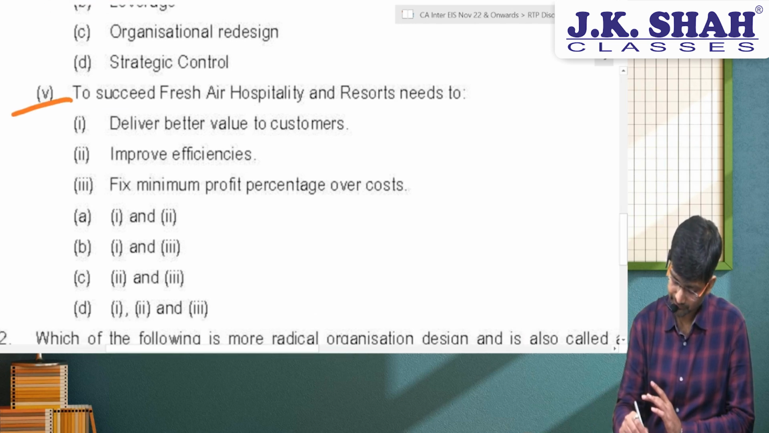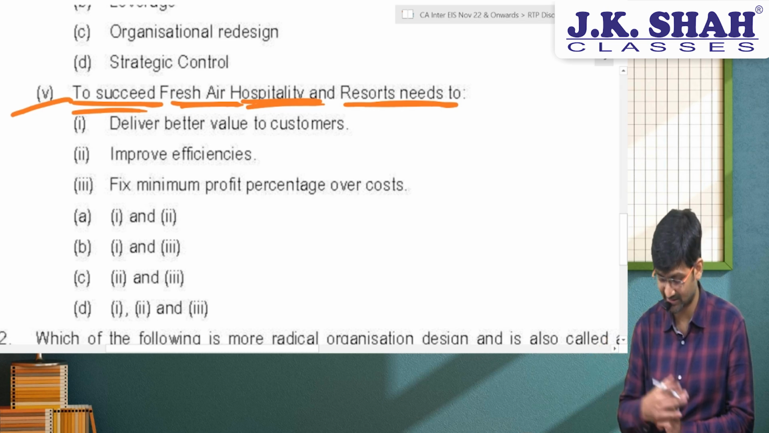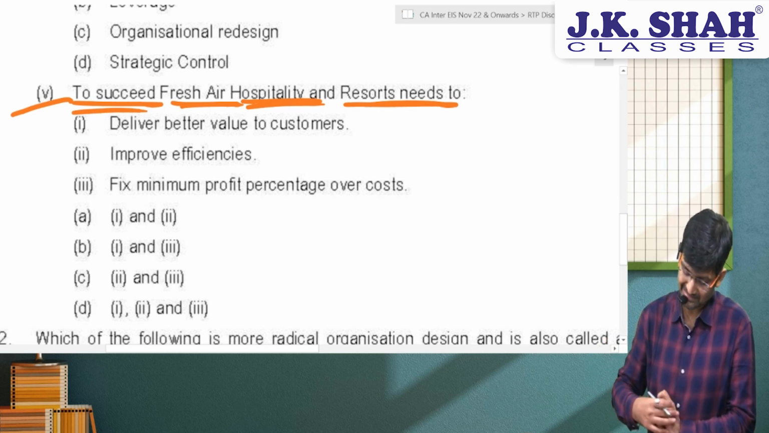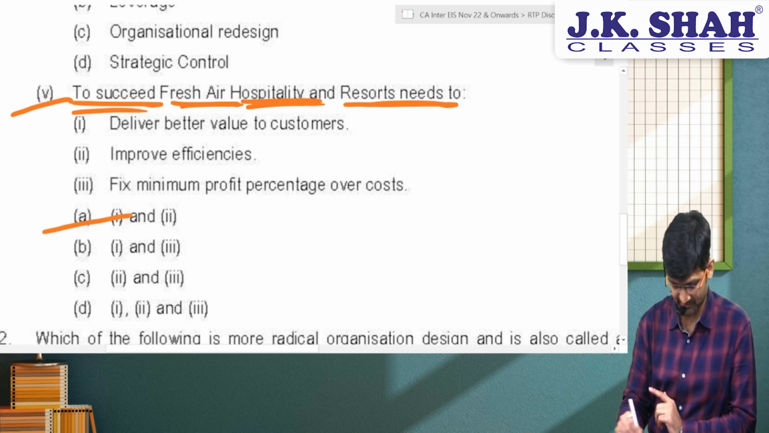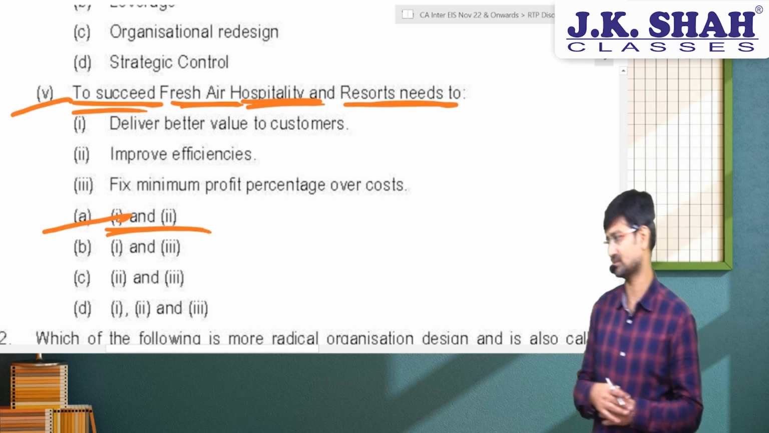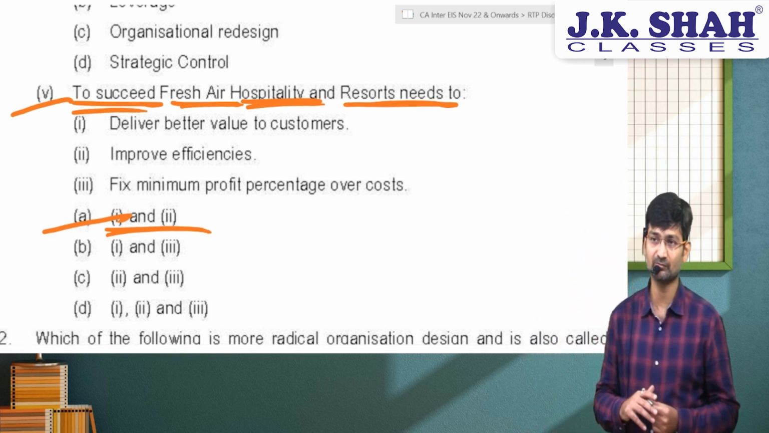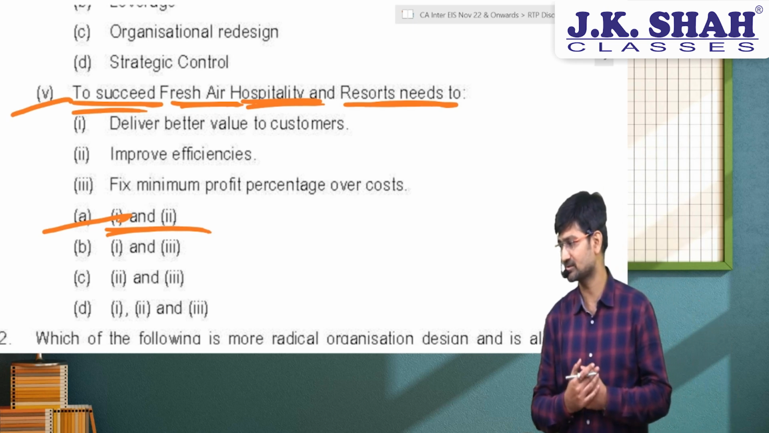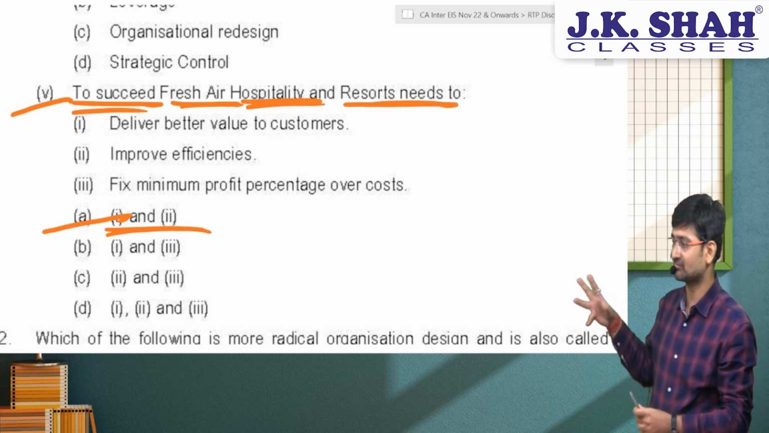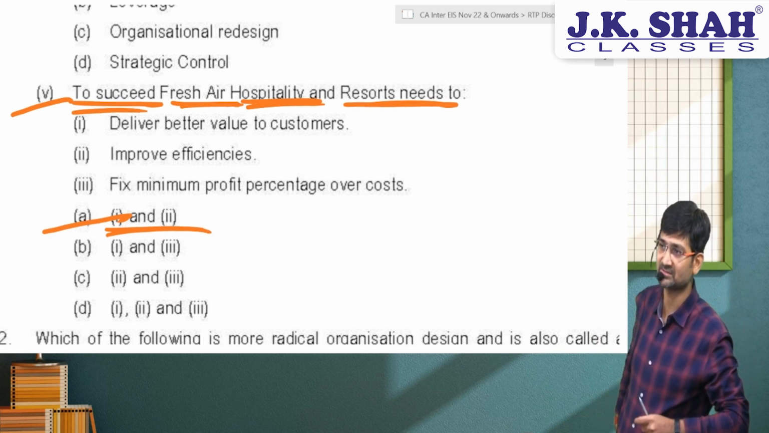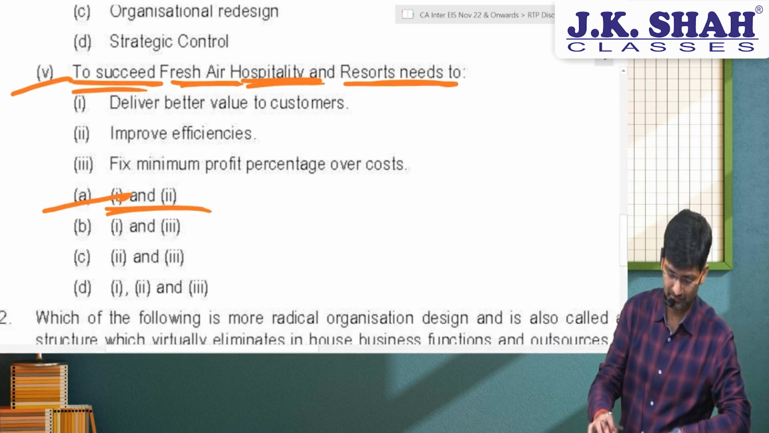To succeed, Fresh Air Hospitality and Resorts needs to deliver better value to the customers, yes. Improve efficiencies, yes. Fix minimum profit percentage over cost, not necessarily. So I will go with 1 and 2. That's what the right answer will be. Because profitability is not the important point right now. When you are in a loss-making position, your first objective is to convert the business, stop the losses and make customers flow in. You create value for the customers, you improve your internal efficiencies so that the business can survive and the revenues start coming in. Okay, that was the case study based MCQs.